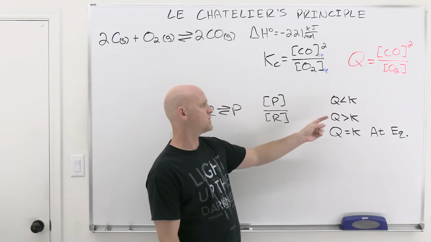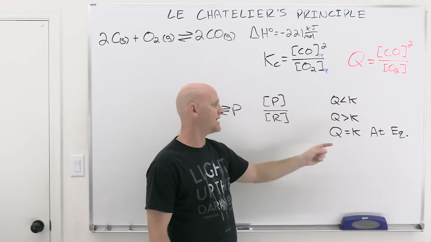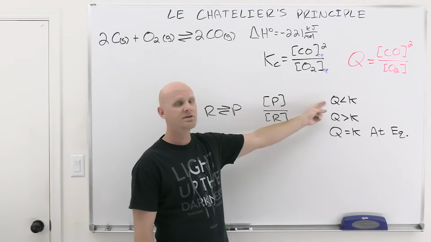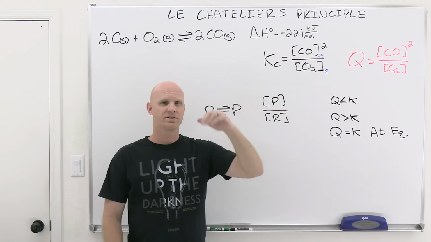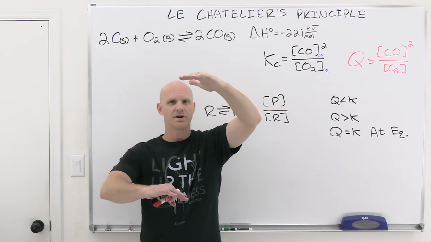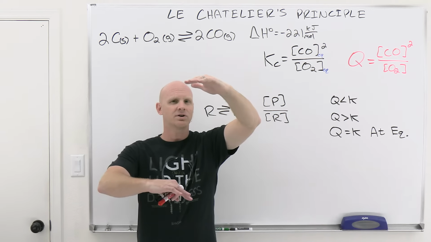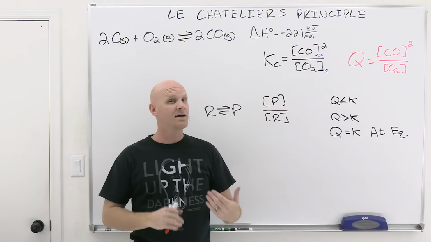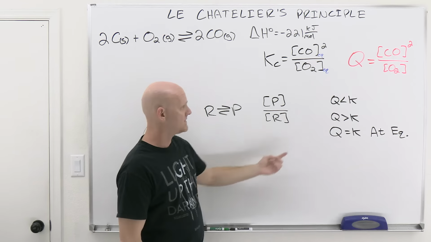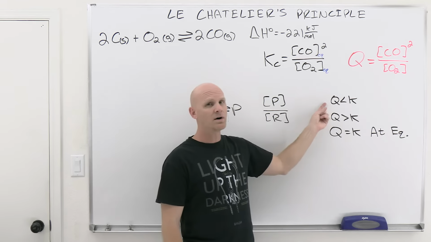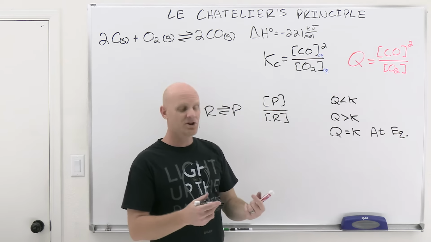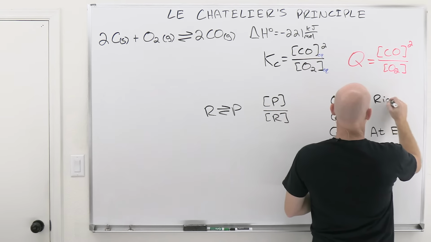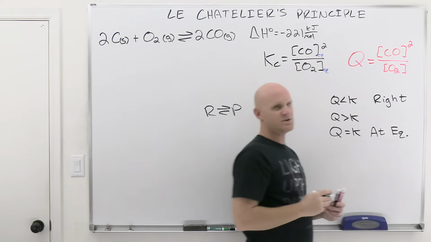Over time, you go from a situation where either Q is less than K or Q is greater than K, and eventually in either case, you're going to end up with Q equaling K. Let's start with Q less than K. Say you've got K up here and Q down here. What you're going to find over time is that Q is going to grow and grow until it's exactly equal to K. So when Q is less than K, it's too small, and it's got to get bigger. For Q to get bigger, the reaction has to shift to the right, we say.